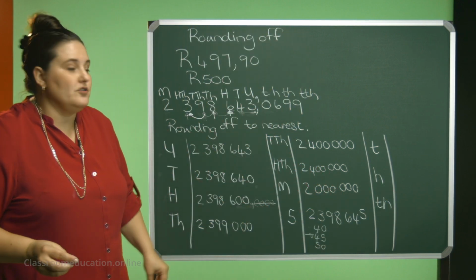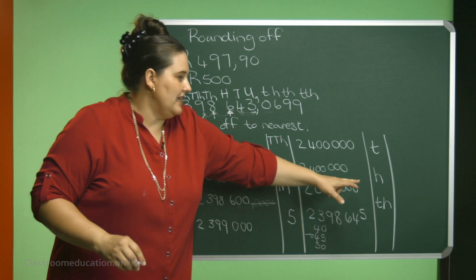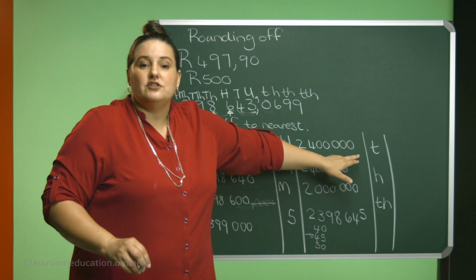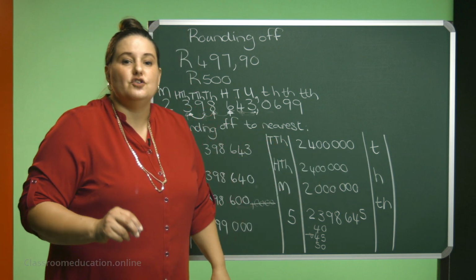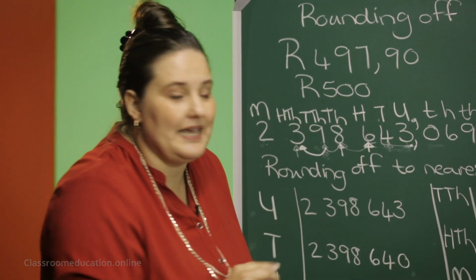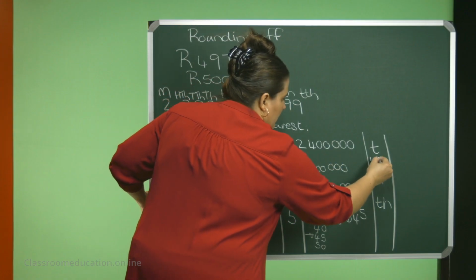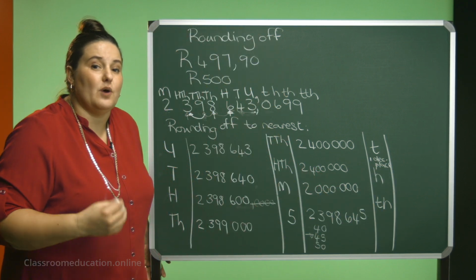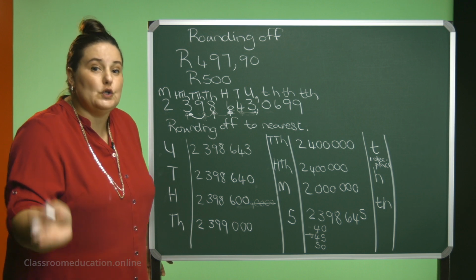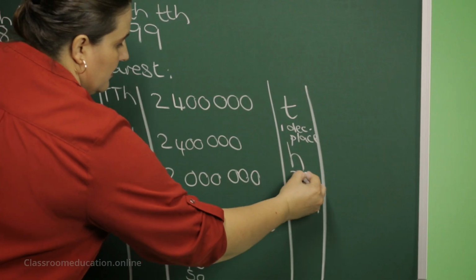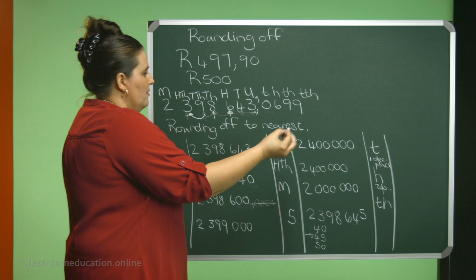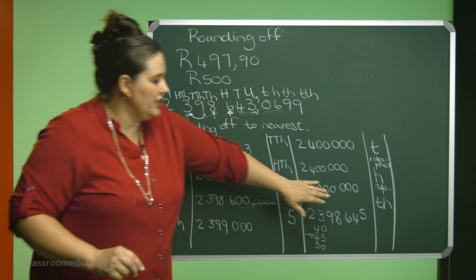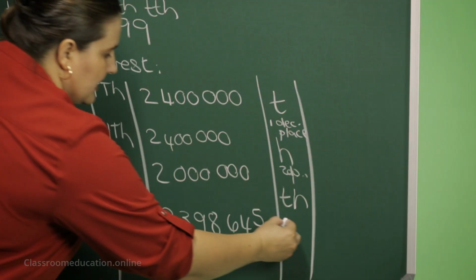Now we are going to round it off to tenths and hundredths and thousandths. Now careful, if you need to round it off to tenths, it means that you need to have 1 decimal place. If you need to round it off to hundredths, it means there will be 2 decimal places. Why? Because the hundredths, there's 2 spaces after the comma. If you need to round it off to thousandths, then 3 decimal places.